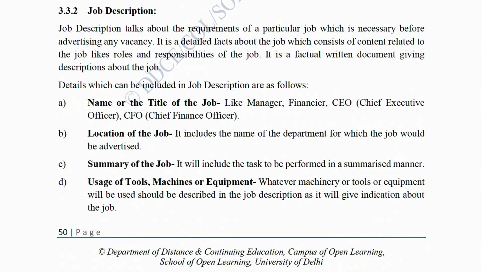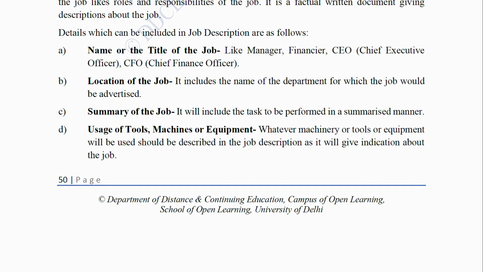3.3.2 Job Description. Job description talks about the requirements of a particular job, which is necessary before advertising any vacancy. It is a detailed fact sheet about the job which consists of content related to the job, like roles and responsibilities of the job. It is a factual written document giving descriptions about the job. Details which can be included in job description are as follows.